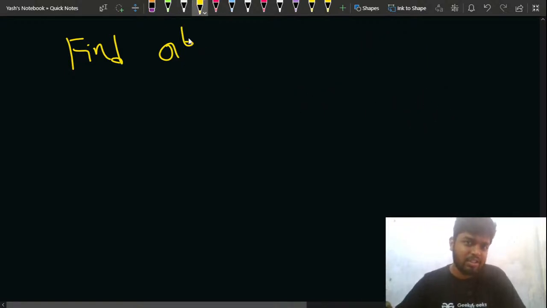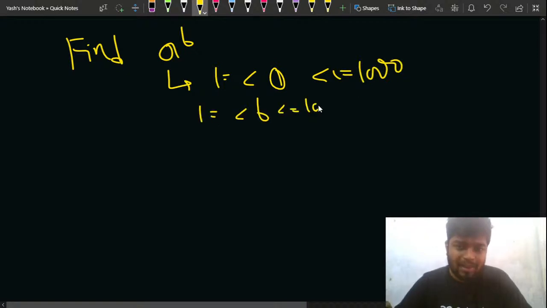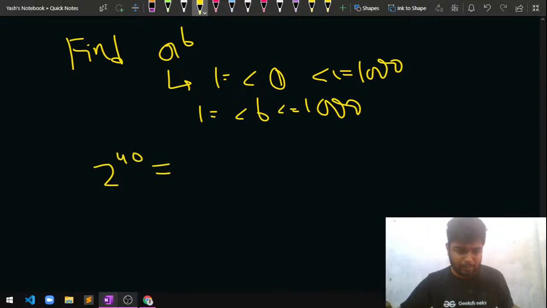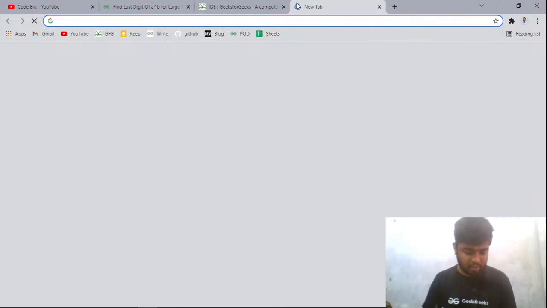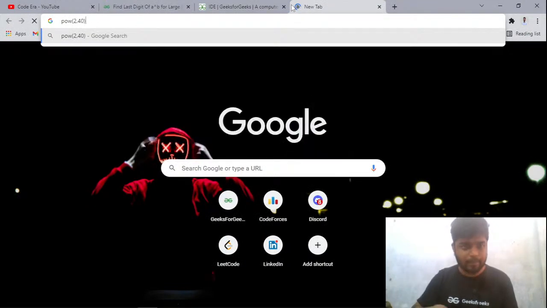Time complexity is not the issue in this problem, but the issue is that if a is between 1 to 1000, and b is also between 1 to 1000, then what will happen in that case? Let me give you a short example. Let's say I do 2 to the power 40, right? What will this be equal to? Let me just Google it so that we can see what it will give us. Power of 2 comma 40, what does it give? Let's check.